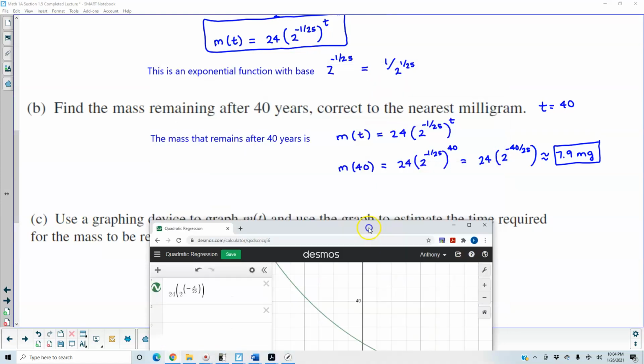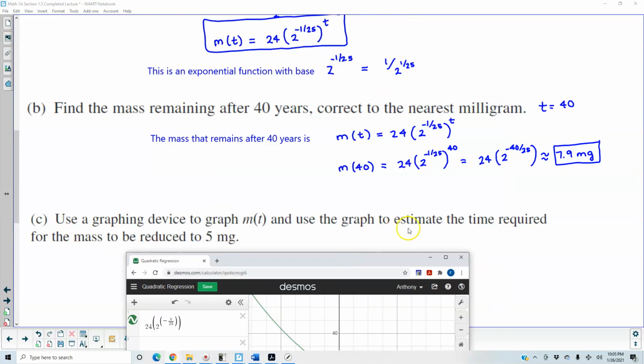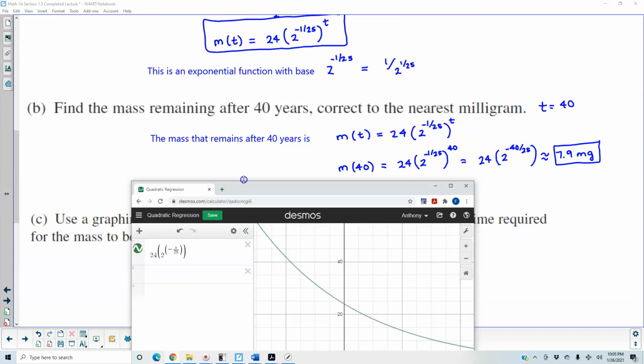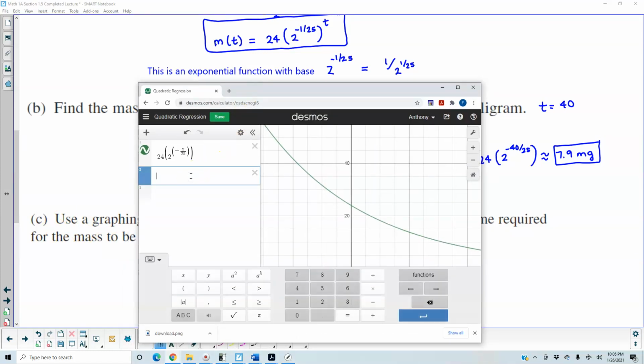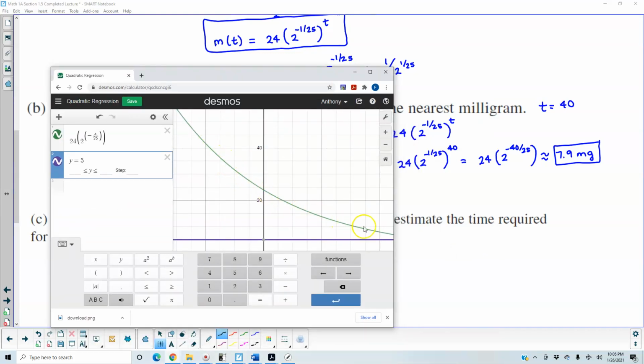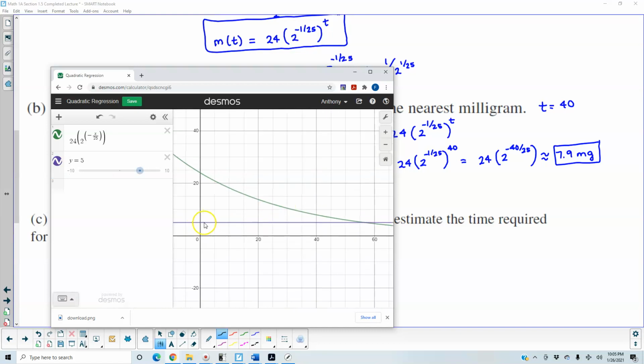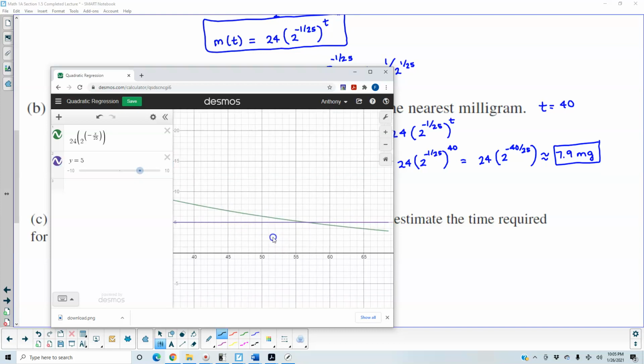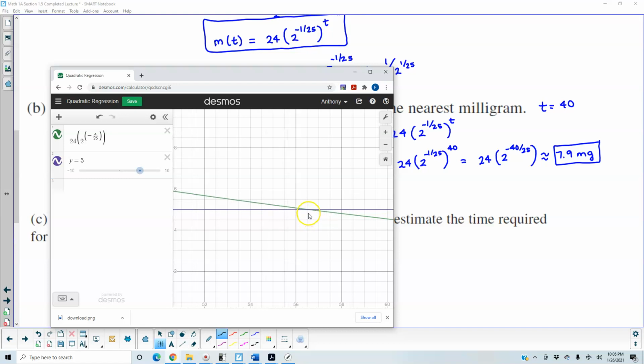And now the next step tells us that we want to find the time that's required for the mass to be reduced to 5 milligrams. So that means we need to graph when y is equal to 5, because that is the horizontal line. That's going to tell us the time that's required for it to decrease. So as this line is decreasing, when it's at 5 here, we can take a look at where it intersects. So where does the graph intersect? Well, it looks like it intersects right here.